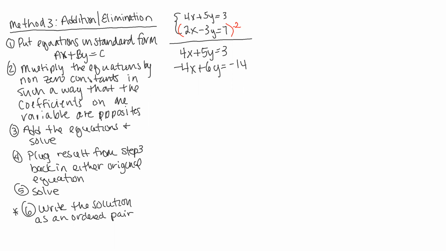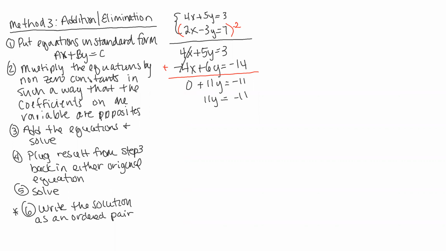Now look what happens when we add these two equations. When we add the two equations, 4x minus 4x is 0. So we just get 0 there. And then 5y plus 6y is 11y. And then 3 minus 14 is -11. All right, so 0 plus 11y is just 11y. So I get 11y equals -11. This is super easy to solve for now.